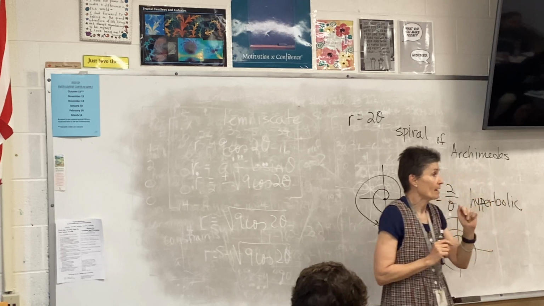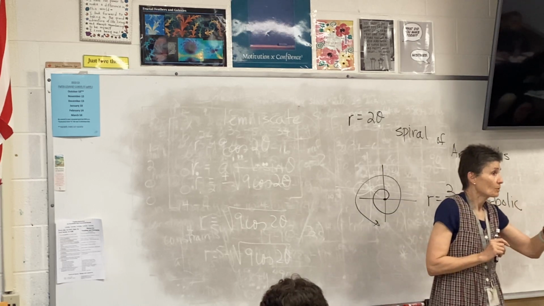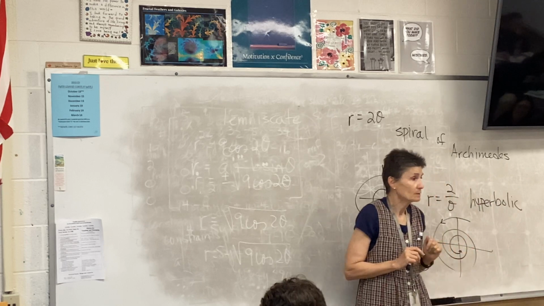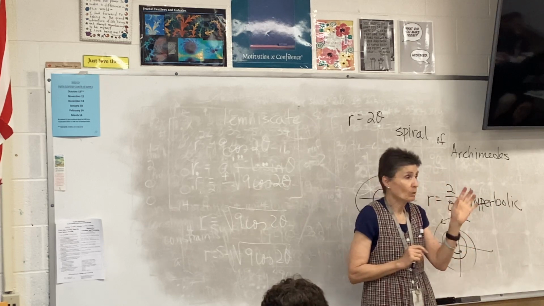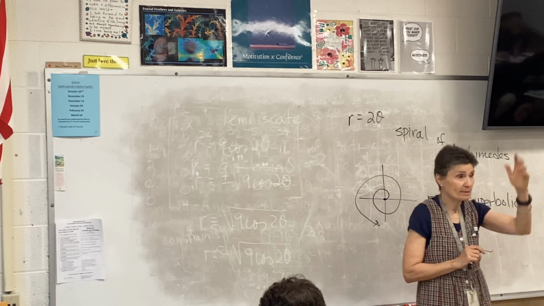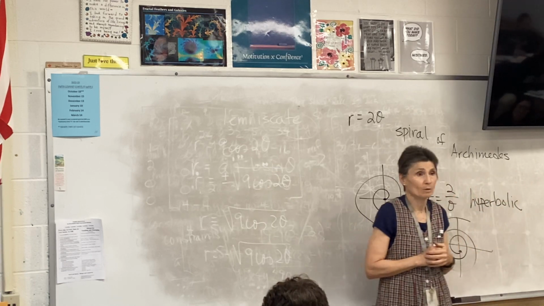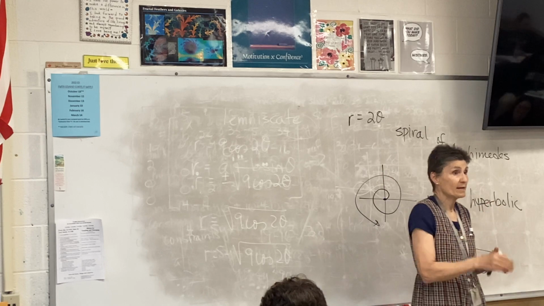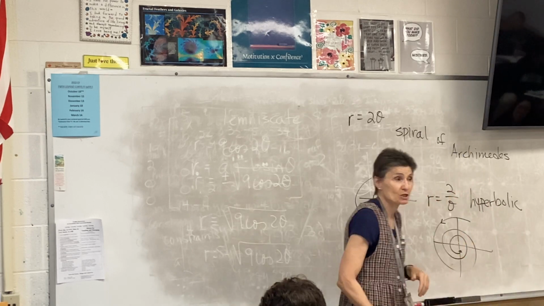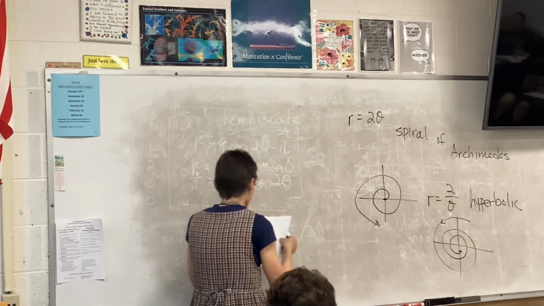How about a limaçon? R equals 3 plus 3 sine theta. How about a lemniscate? What do I know about a lemniscate? R squared equals 25 cosine 2 theta. And what about a spiral? R equals 2 theta or 2 over theta, right? Depending on which kind we've got. This is not any of those.